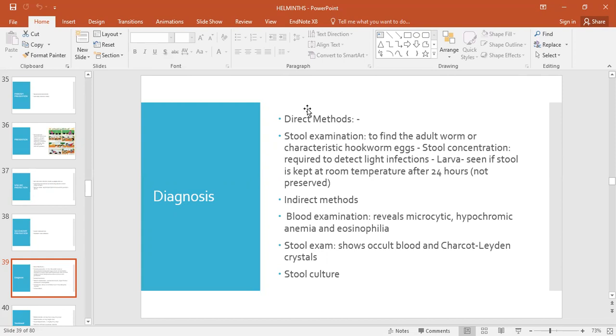The indirect method includes a blood examination, which reveals microcytic hypochromic anemia and eosinophilia, and stool examination showing occult blood, Charcot-Leyden crystals, and the stool culture.